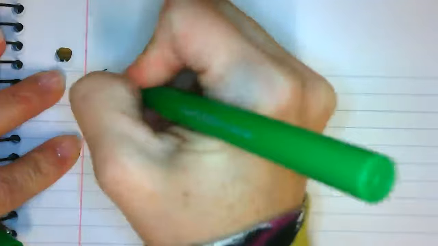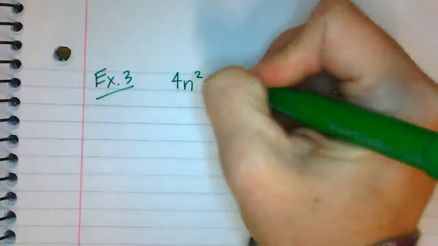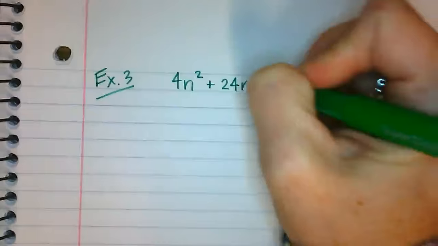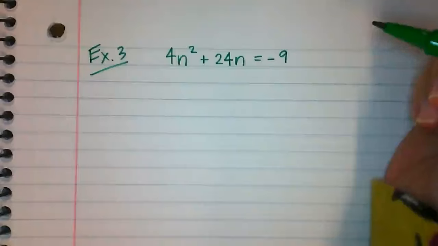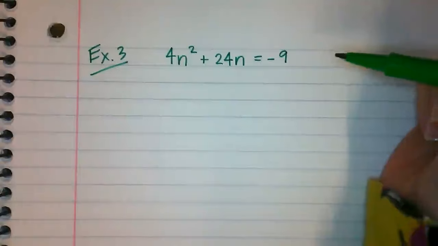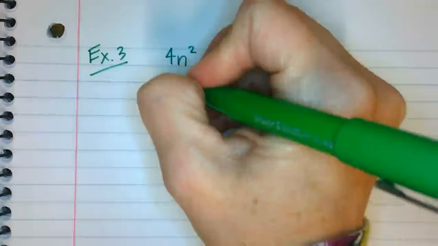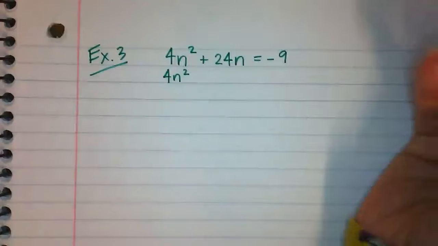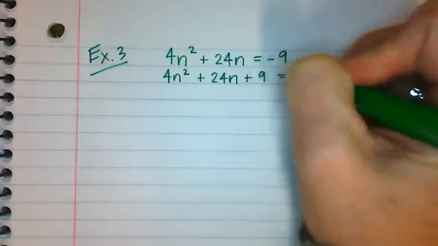All right, so, hold on, let's go down here. Example number 3. So let's say we had 4n squared plus 24n equals -9. So a few things. First up, I'm not quite ready to pick the a, the b, and the c because it's not equal to 0. So I need to get this 9 back to the other side. So if I get this in standard form, I'd have 4n squared plus 24n plus 9 equals 0.